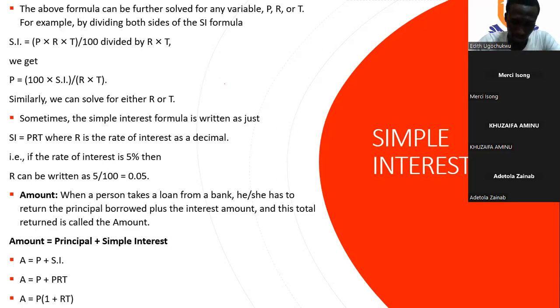Okay, so now a calculation has been done on simple interest, compound interest and annuity. So let us watch the video on simple interest and see some of the questions we solved.